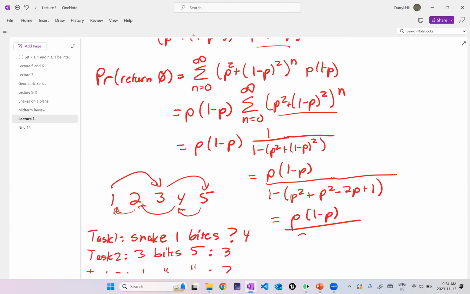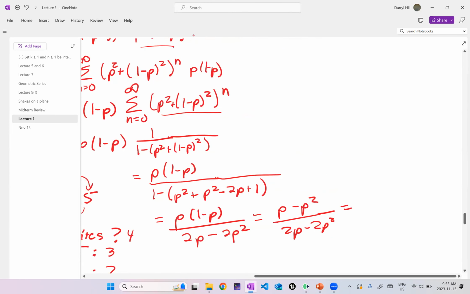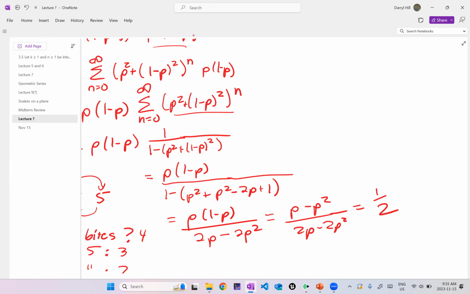What do I get? 2P minus 2P squared. Okay. And then if I expand that out, I get P minus P squared over 2P minus 2P squared. That is simply 1/2, right? I can factor out the 2 and the P minus P squared cancels out and I'm left with 1/2. Sorry, kind of rushed a little bit at the end.